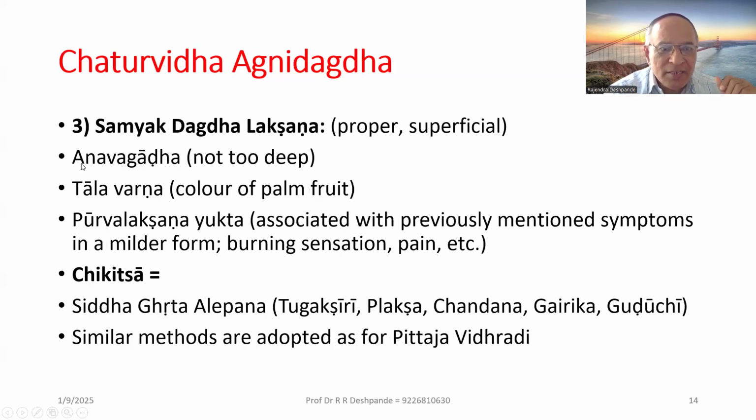Okay. Next is Samyak Dagdha. This is where a very proper or optimal type of Agni treatment has been given. So this is a proper and superficial type of Dagdha. Not too deep. This particular Dagdha is not too deep. Then the color of the palm fruit is there. You will see the color of the palm fruit. Then it is associated with the previously mentioned symptoms in a milder form. Burning sensation will be there, a little bit of pain will be there, but everything is in a milder form.